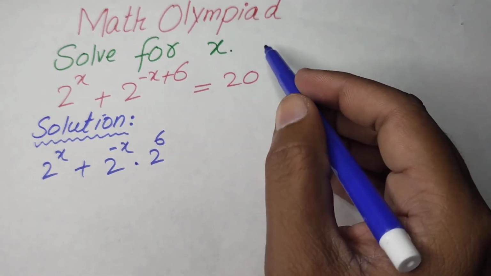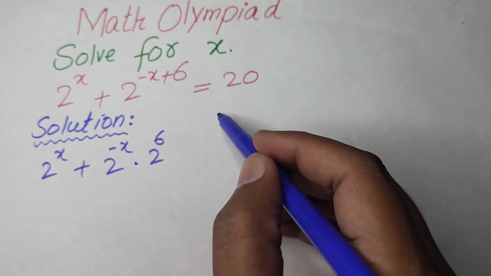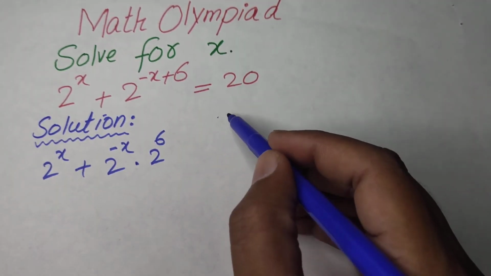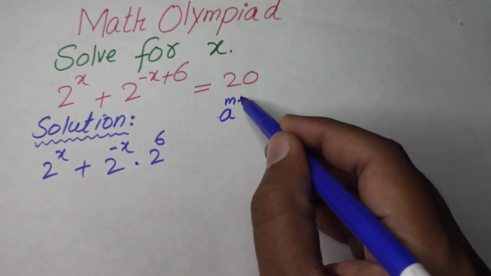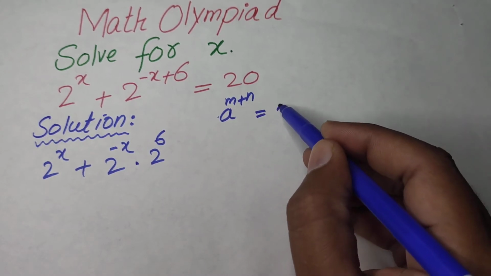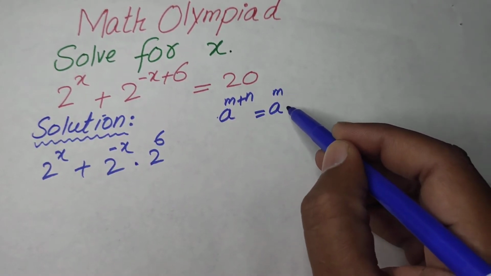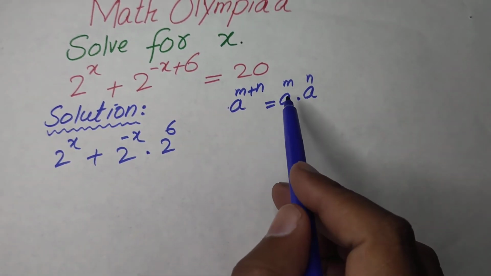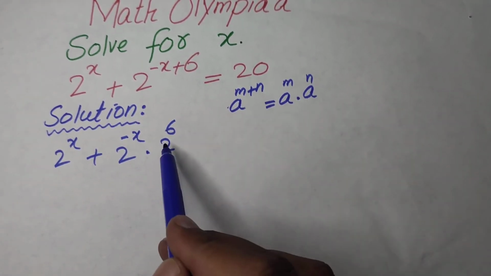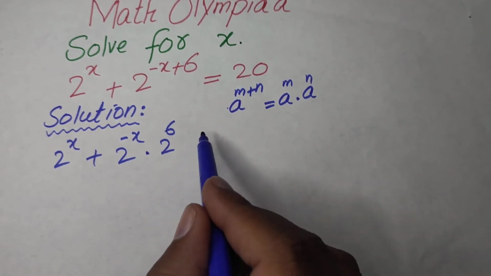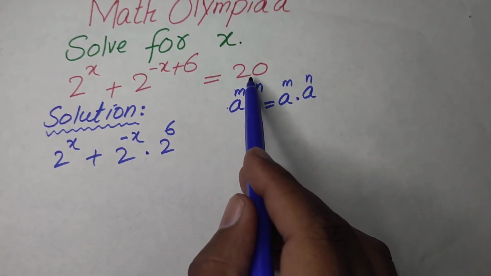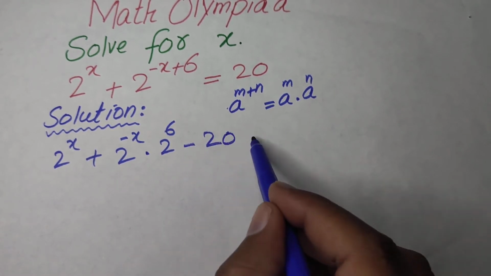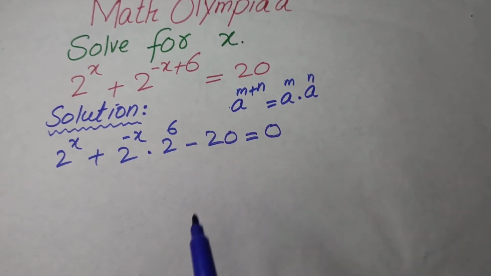Here we apply the exponent law: if we have a to the power of m plus n, we can break our power in this form, a to the power m into a to the power n. So here we apply this exponent law in this term, and we take the value of the right hand side into the left hand side, and it becomes minus 20 is equal to 0.